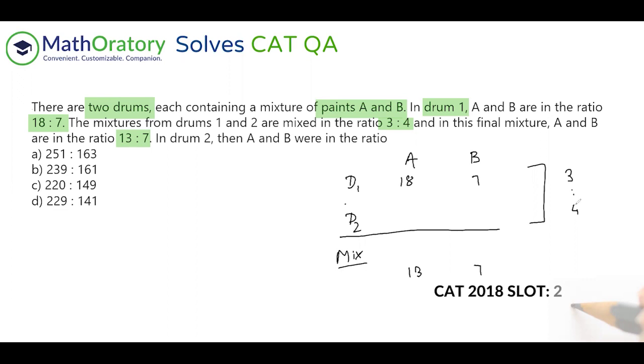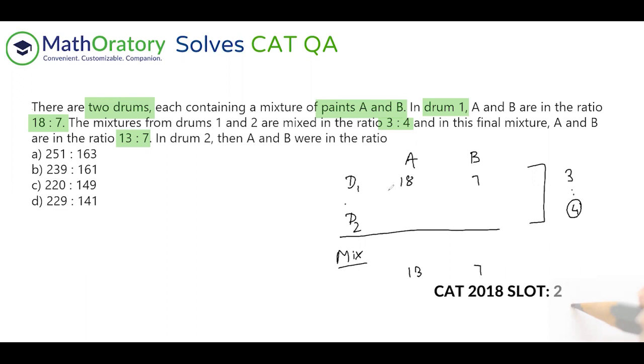What I'm noticing is this part, the missing one, the requirement here. We are mixing drum 1 and drum 2 in the ratio 3 is to 4, out of which drum 2 corresponds to 4 parts. So what I'm looking for is the sum of A and B in the ratio to be a multiple of 4. Because this 18 and 7 total 25, that is not a multiple of 4. So if I get a multiple of 4, that might help me in manipulating the numbers.